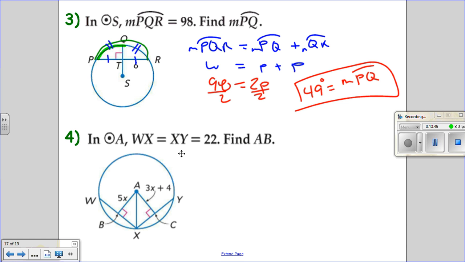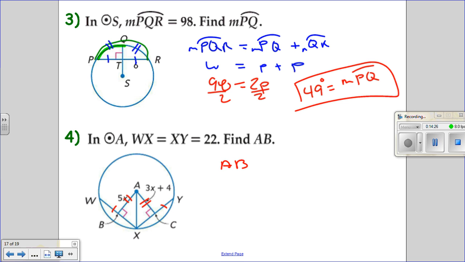And number 4, which is the last one. In circle A, WX is equal to XY. So I'm going to put a tally on the picture. And they're both equal to 22. Find the length of AB. AB is represented by 5x. So since the chords are the same, that means their distance from the center, which is A, is also the same. So 5x is going to equal the same thing as 3x plus 4.